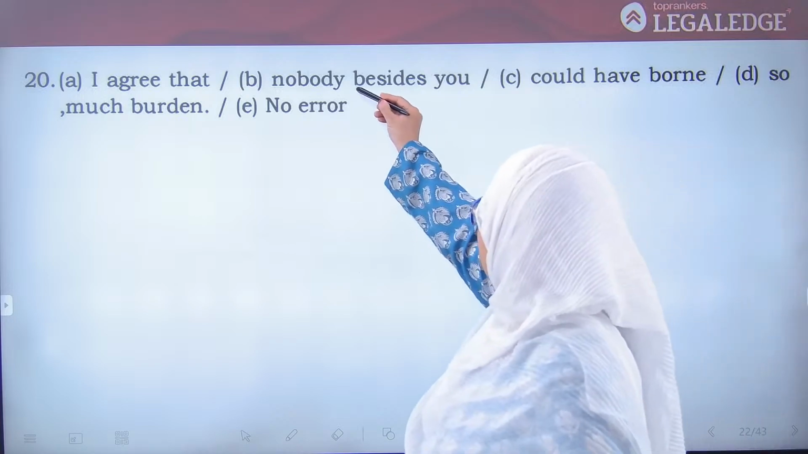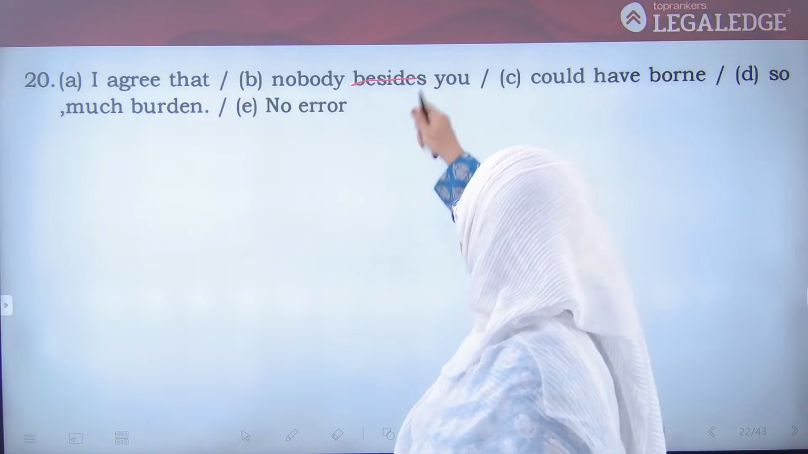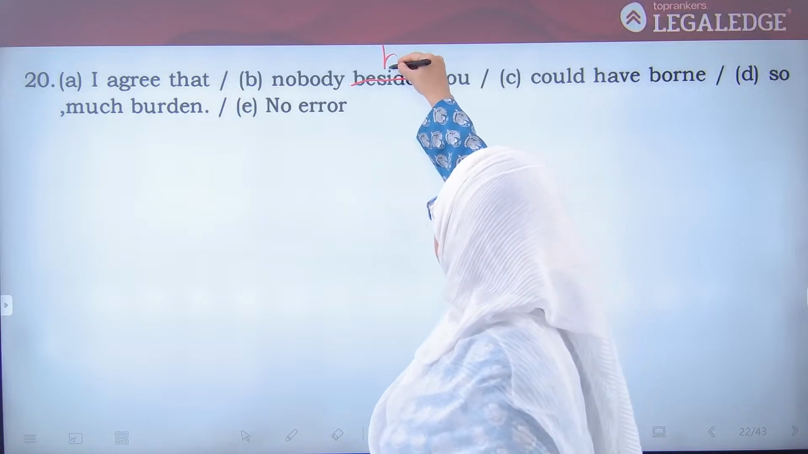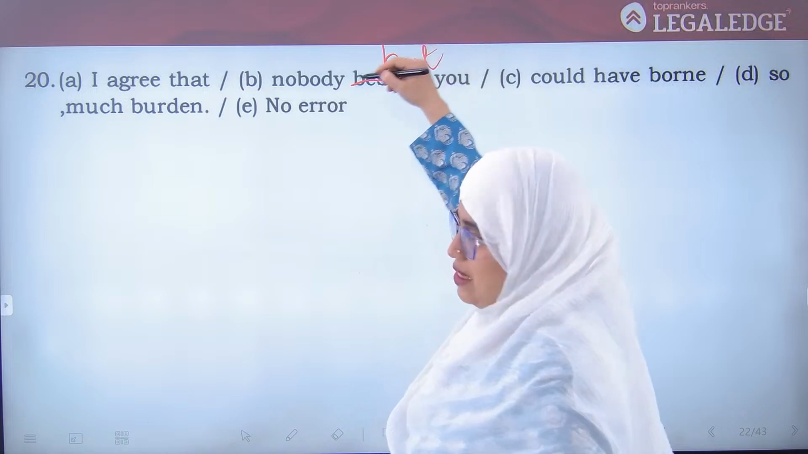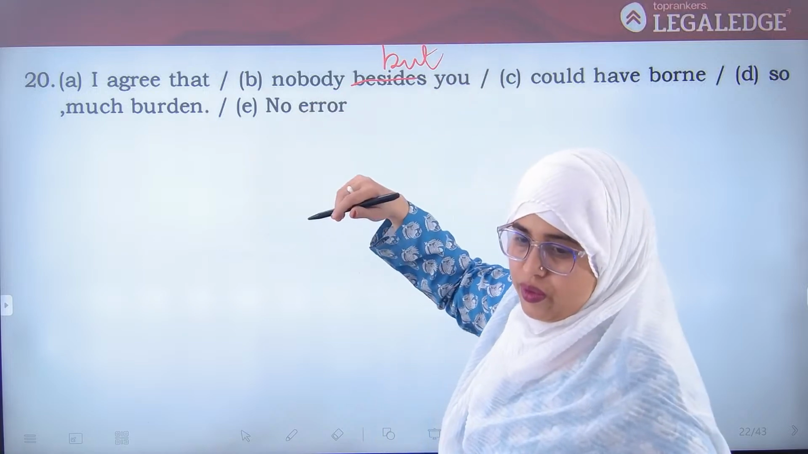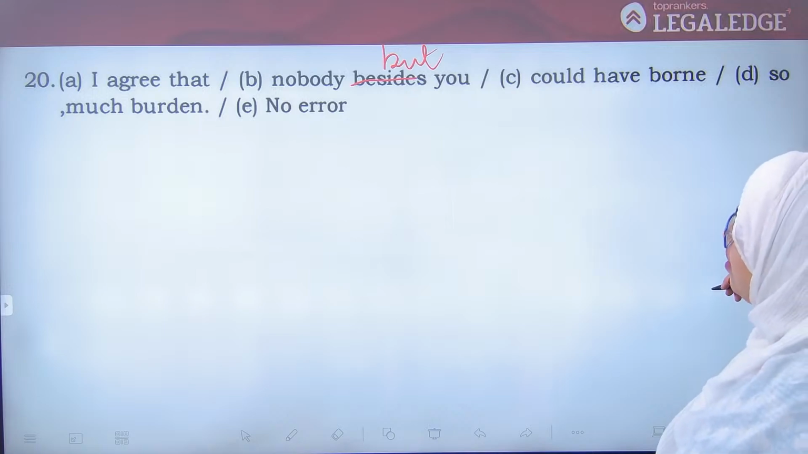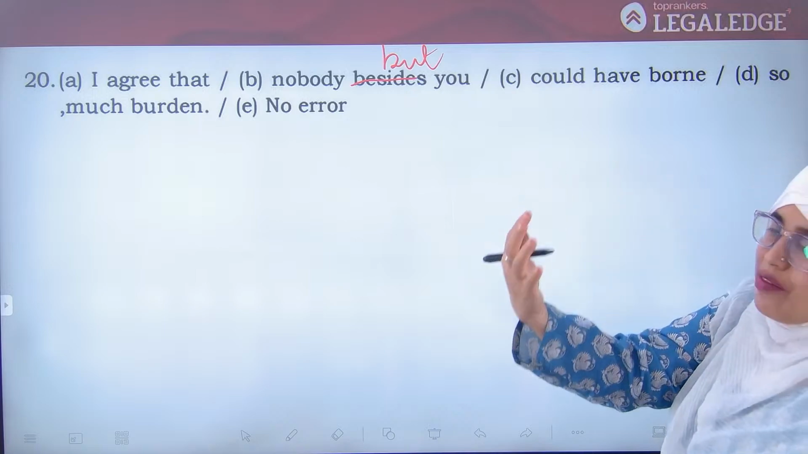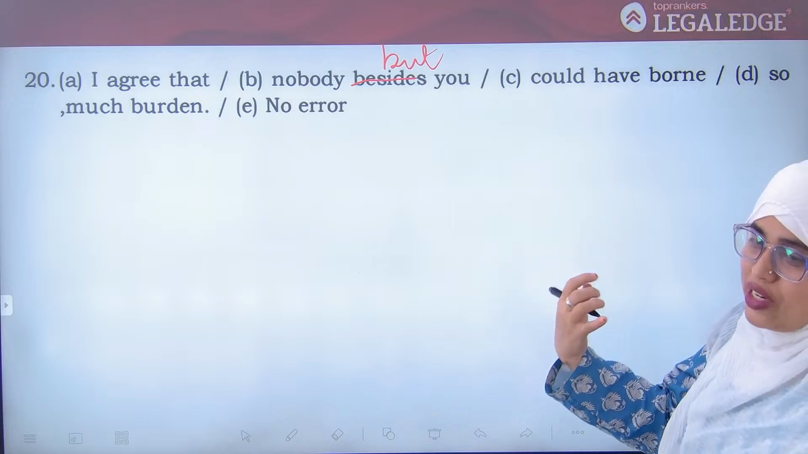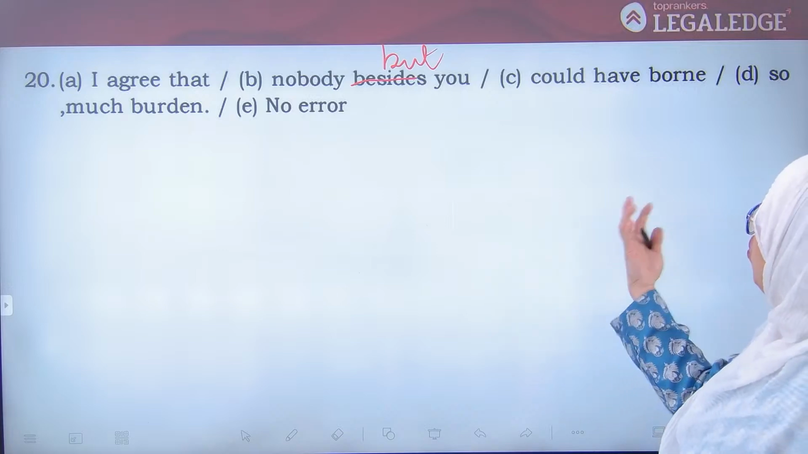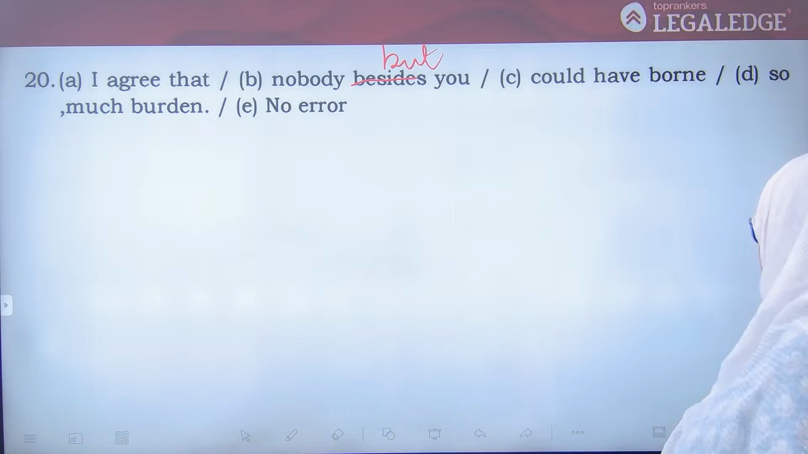यहाँ पे besides is wrong. Nobody except you. तो nobody except or but you. Besides is wrongly used. I agree that nobody आपके अलावा कोई इतना pain बर्दाश्त नहीं कर पाता. So nobody but you could have borne so much pain.